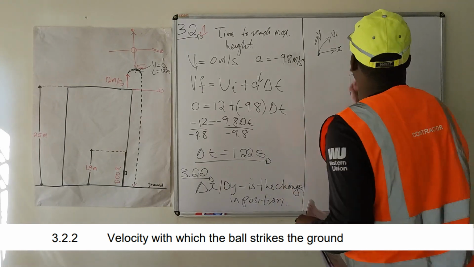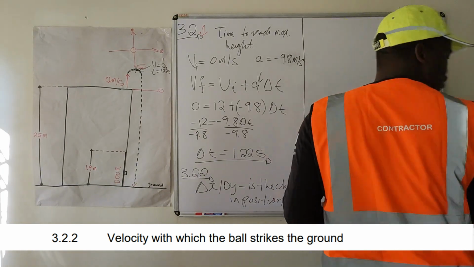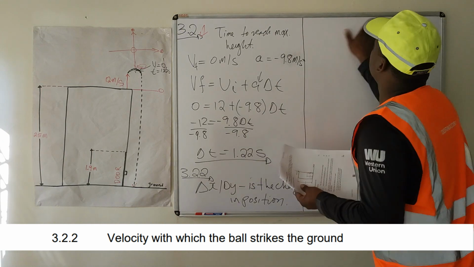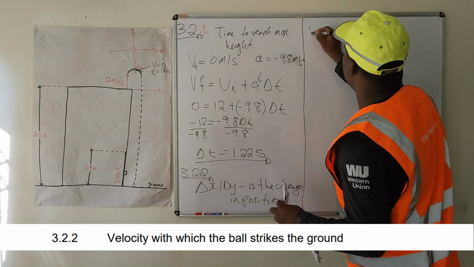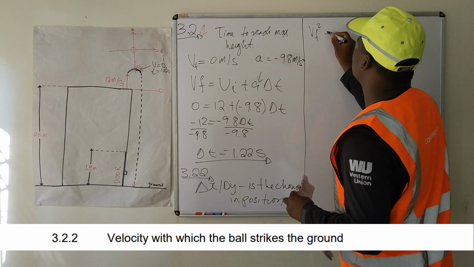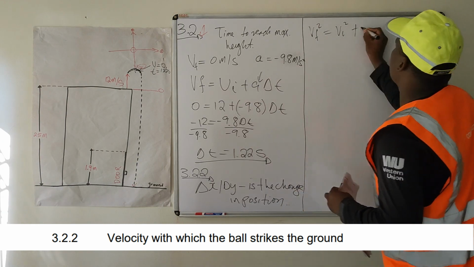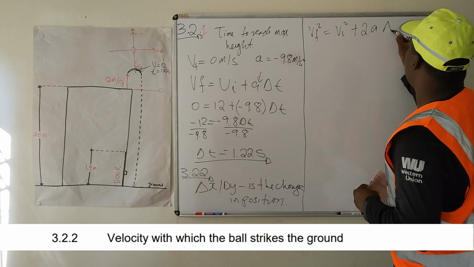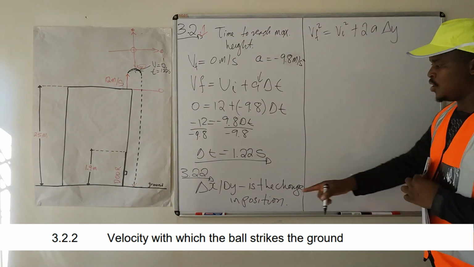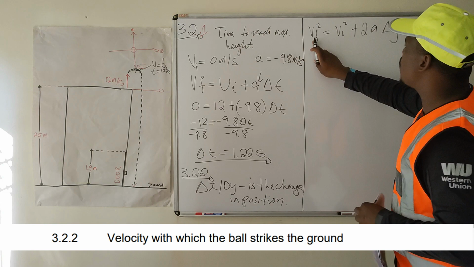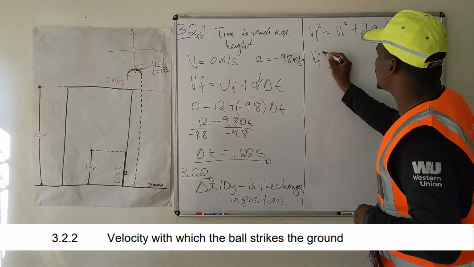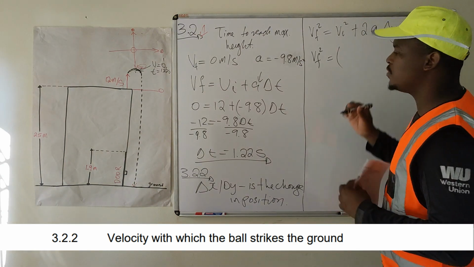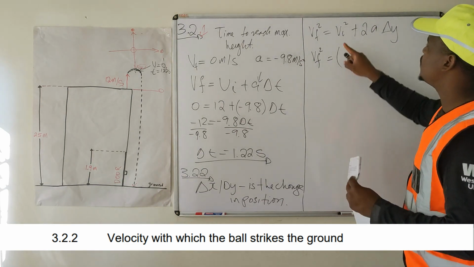I'm going to clear this part. So to find our final velocity, we say Vf squared, which is what we want, is equal to Vi squared plus 2a, where a is the gravitational acceleration, times delta y, which is our displacement, the change in position. We don't know Vf squared. What is your Vi? Vi is the initial velocity of the ball.